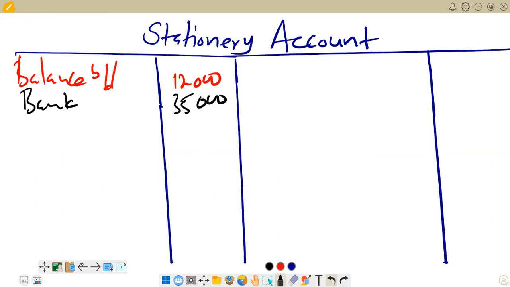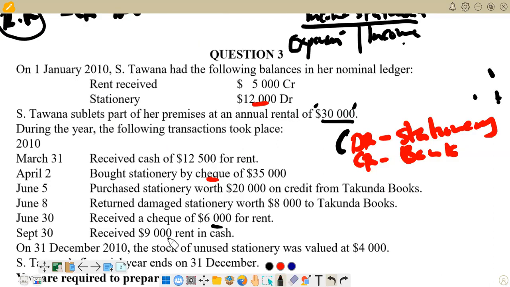We go back to check what we have next, right? So you would see that our next transaction is on June 5. We purchased the inventory with 20,000 on credit from Takunda Books. So this one is a purchase that is taking place, but this purchase is on credit. No money is being received. So what it means, we have no bank, we have no cash. So you have to open the name of the person or business that we are purchasing from. We are purchasing from Takunda Books. So basically we have Takunda Books and stationery.